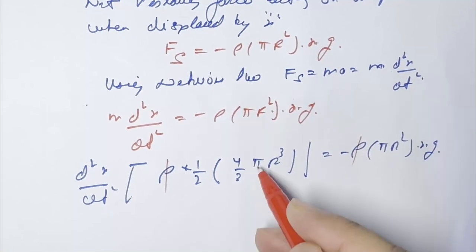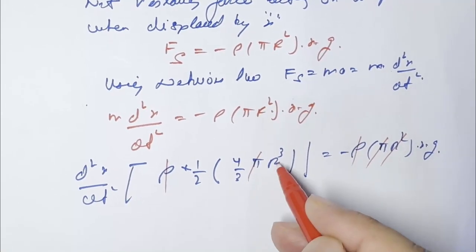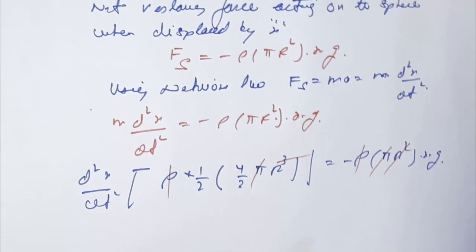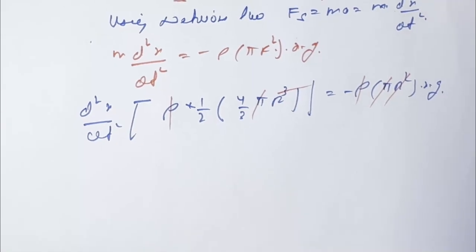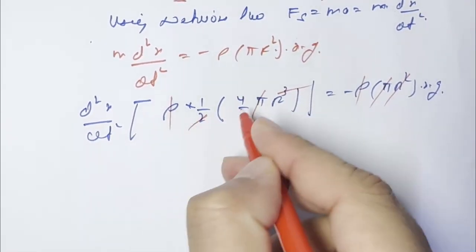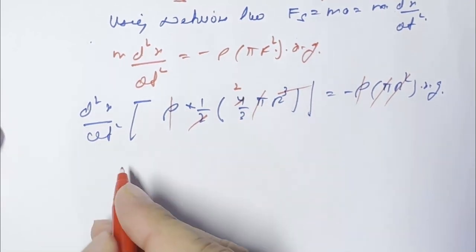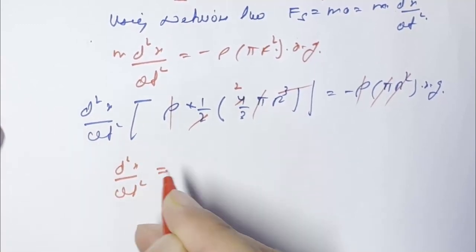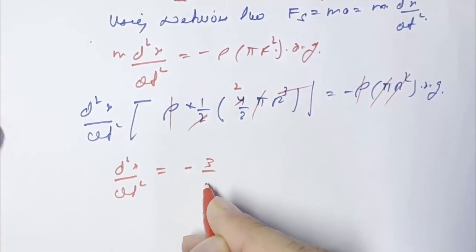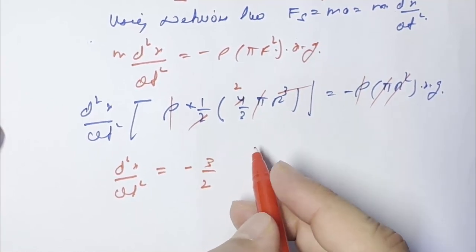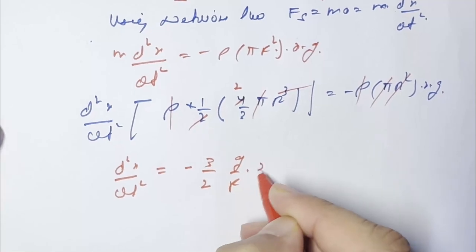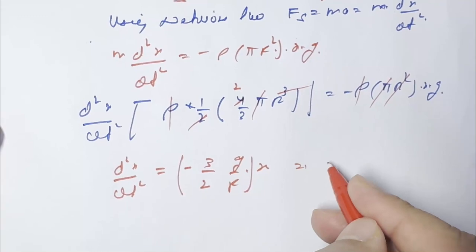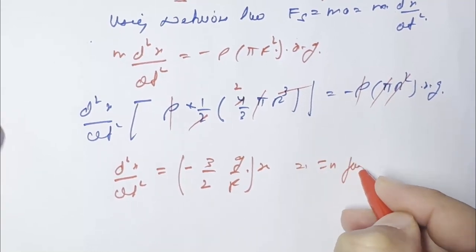Rho cancels with rho, pi goes with pi, and this square goes with this, so r is left here. So therefore, this also goes up 2. So we can write this as the double derivative of x with respect to time is equal to minus 3 by 2, and we have g upon r multiplied by x, and this is nothing but the equation of SHM.